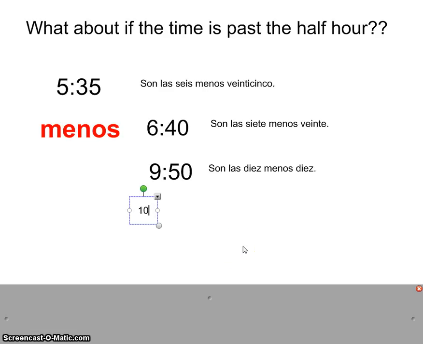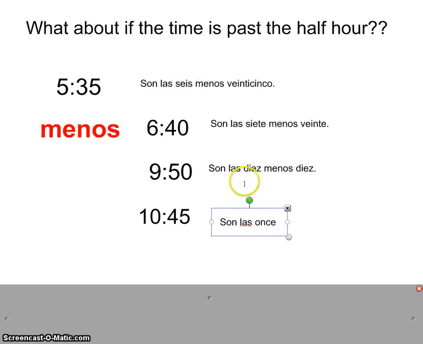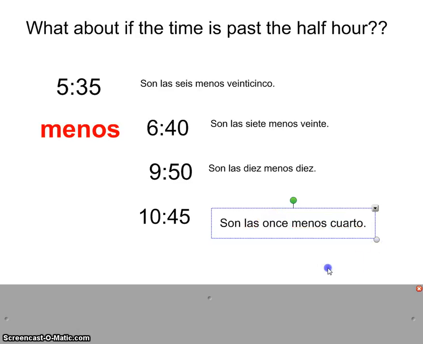Let's do 10:45. This is a quarter until 11. So let's start off with the word 11. Son las 11 menos. And what is that weird word that means quarter? That would be cuarto. This means quarter until 11. Okay? Hopefully that makes some sense.